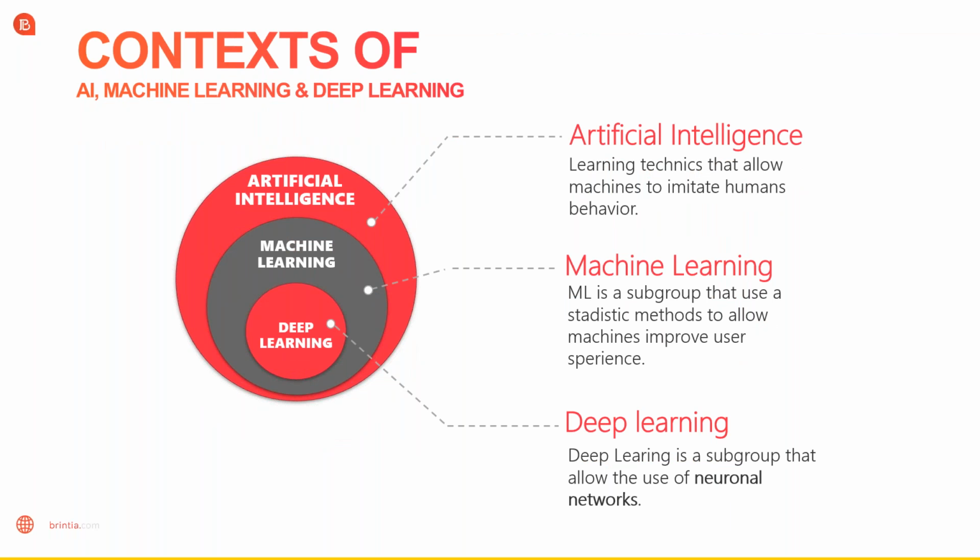First, we can see the artificial intelligence cycle. Artificial intelligence is a technique to allow machines to imitate human behavior. Machine learning is a subgroup that uses statistical methods to allow machines to improve with experience. And finally, deep learning is a subgroup that allows the use of neural networks.